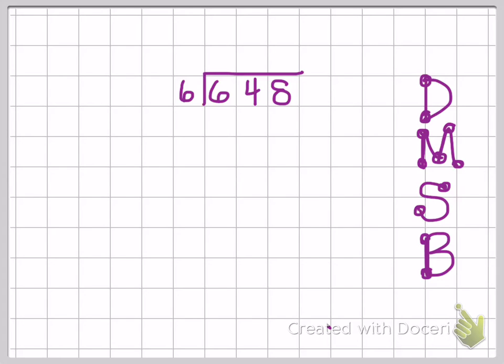For this one, I want you to go ahead and write 648 divided by 6 on your desk. And I want you to work it out on your own. And then we'll come back to the recording and we'll check your work. Make sure to share with your shoulder partner how you got your quotient.